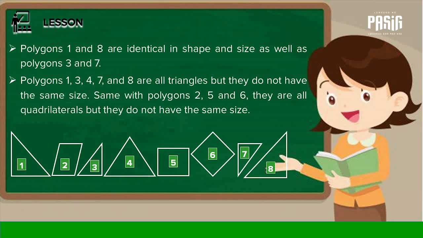Polygons 1 and 8 are identical in shape and size, as well as polygons 3 and 7. Polygons 1, 3, 4, 7, and 8 are all triangles, but they do not have the same size. Same with polygons 2, 5, and 6. They are all quadrilaterals, but they do not have the same size.